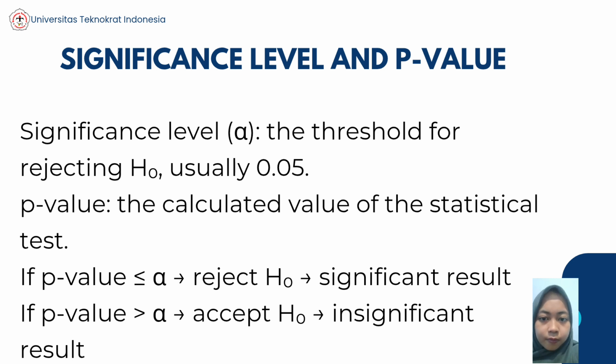Significance level and p-value. In statistical tests, two important concepts are the significance level and the p-value. The significance level, often denoted as alpha, is the threshold we set to determine whether to reject the null hypothesis, which is where we accept a 5% chance of making a Type I error. This is wrongly rejecting a true null hypothesis. The p-value is the probability of observing the data or something more extreme, assuming the null hypothesis is true.